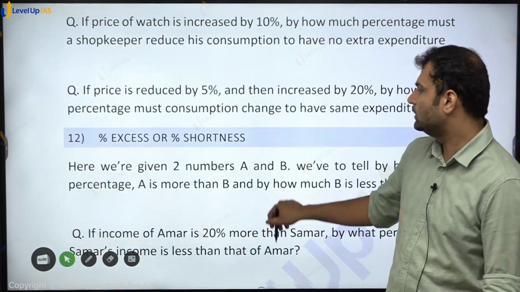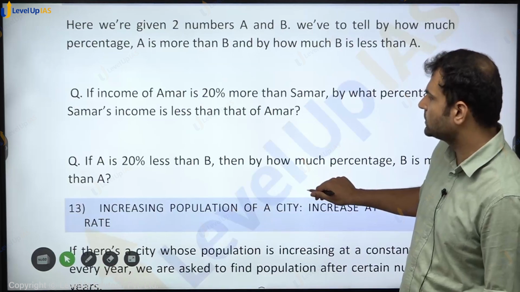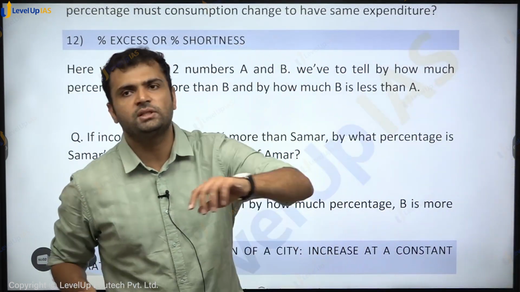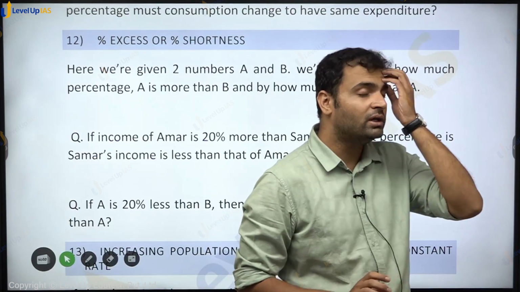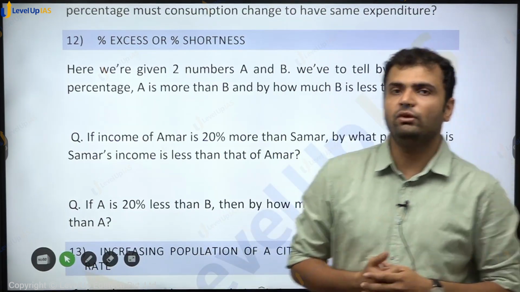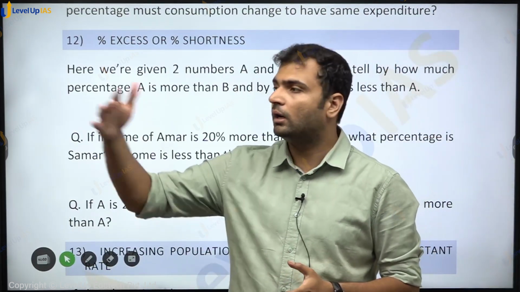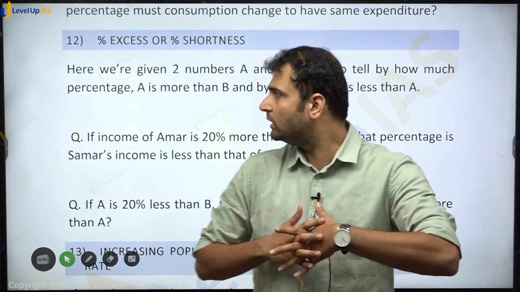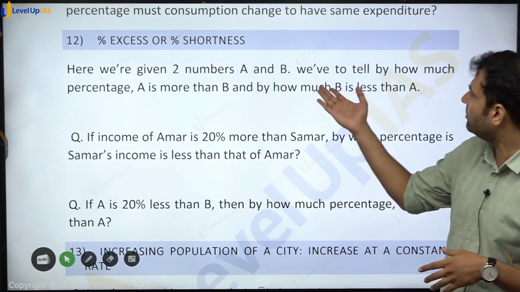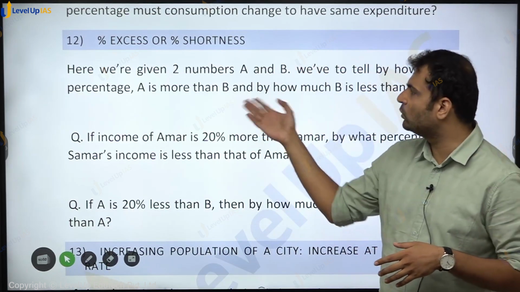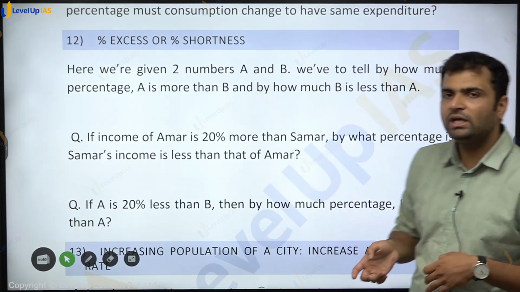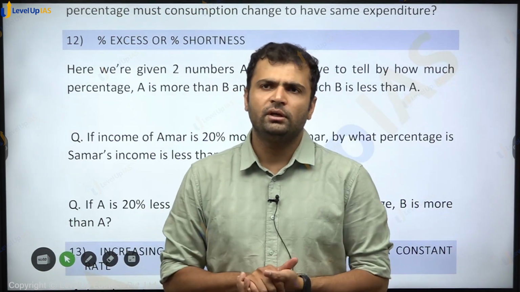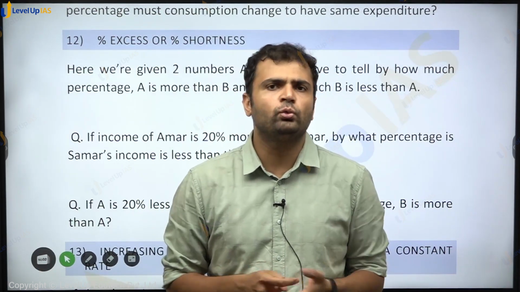Next, I think the last few sections: percentage excess or shortness. In percentage excess or shortness, what we are talking about is that we have two quantities and we want to talk about the relation between them percentage-wise. For example, we are given two numbers A and B. We have to tell by how much percentage A is more than B and by how much percent B is less than A.